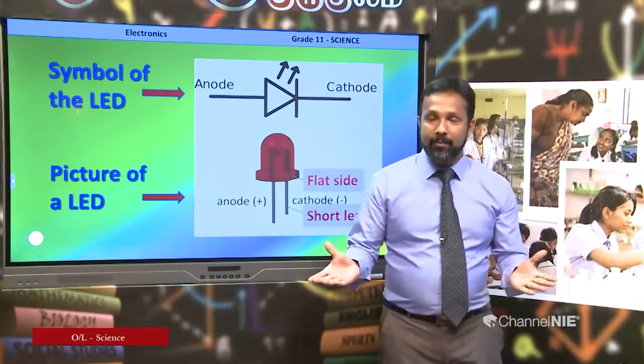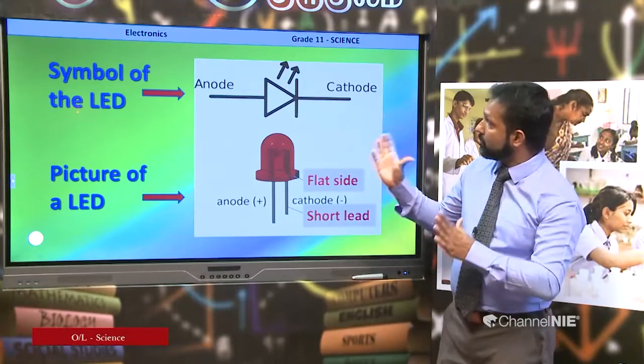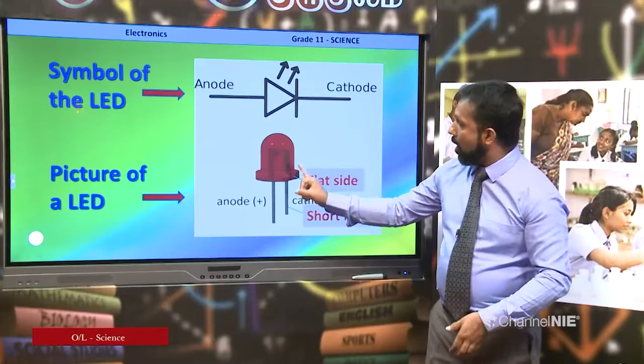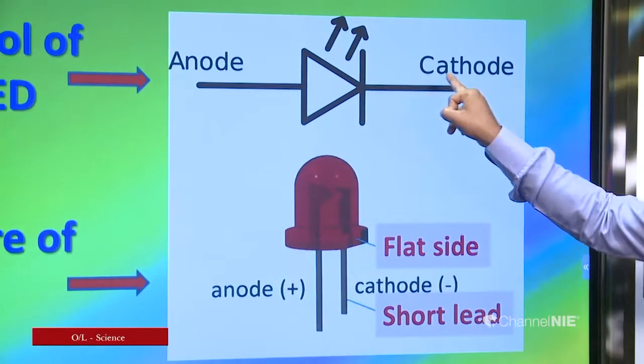My dear children, you can watch the parts of the diodes and the symbol of the diode. Long terminal is the anode, short terminal is the cathode. The flat side is located near the cathode. Anode, the symbol, arrow represents the emitting of light. Arrowhead ends with the cathode.